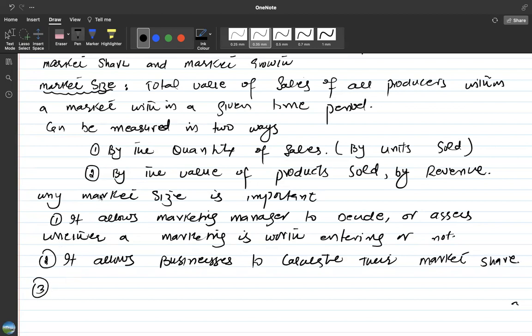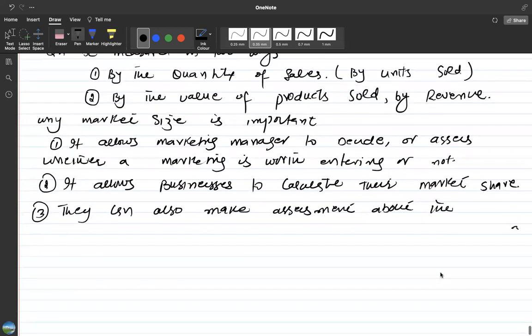Three, they can also make an assessment about the growth or decline of the market over time, in future.